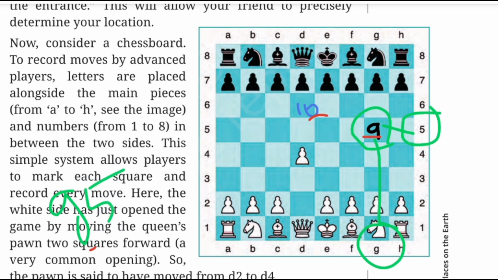Then the last one, this one, the 10th one. You can just say go up or down. I am going up, so this is D. Then you can go left or right. I am going left, so this is 6, so it will become D6.